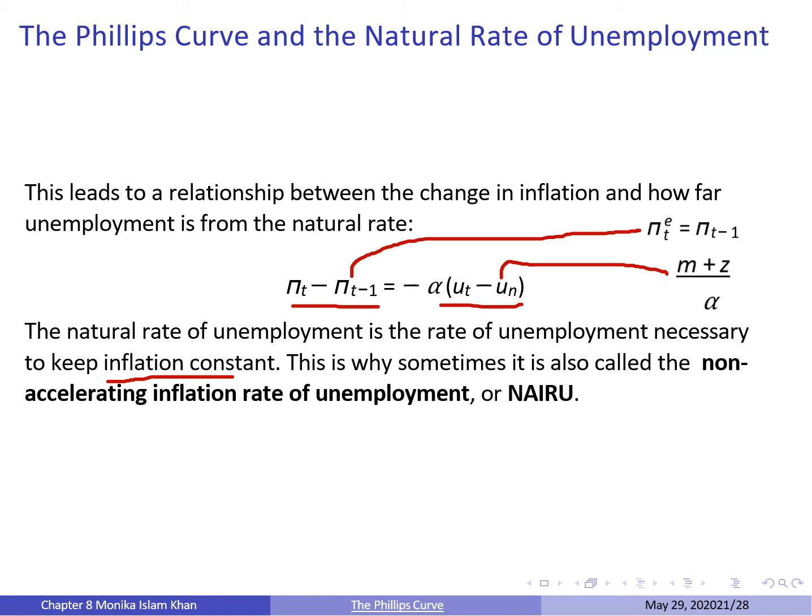This equation is an important relation for two reasons. First, it gives us another way of thinking about the Phillips curve as a relation between the actual unemployment rate U and the natural unemployment rate UN, and the change in inflation rate pi t minus pi t minus 1. Second, it also gives us another way of thinking about the natural rate of unemployment. The natural rate of unemployment is the rate of unemployment required to keep the inflation rate constant. This is why the natural rate is also called the non-accelerating inflation rate of unemployment. It is also called the non-increasing inflation rate of unemployment, or NAIRU.